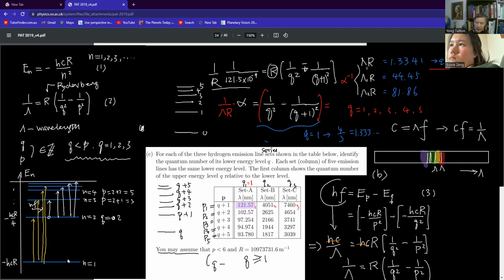So the lambda is getting longer, so Q must be larger. Can you see? You can start Q from 2 or even 3. Yeah, I'm doing 4 right now. Oh, you're doing 4 now. Good.